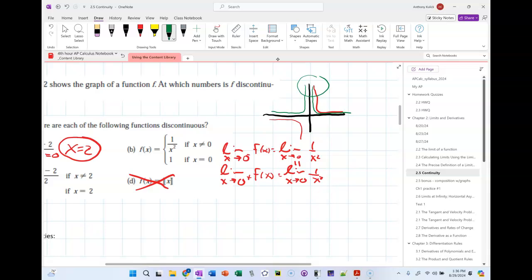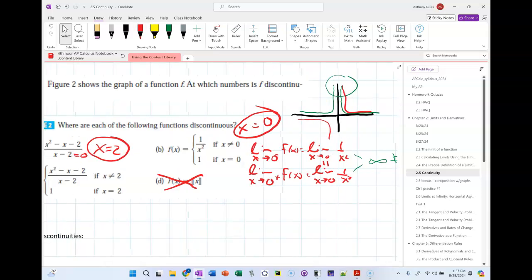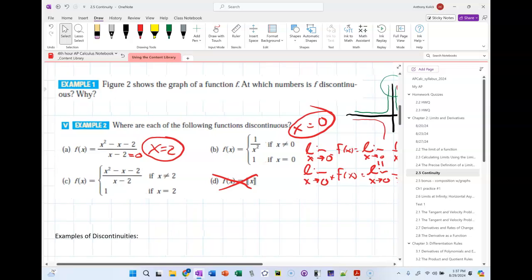Infinity, right? Which is not f of 0. So we know that x equals 0 is a discontinuity. Everybody cool? Okie majokies. How about C?